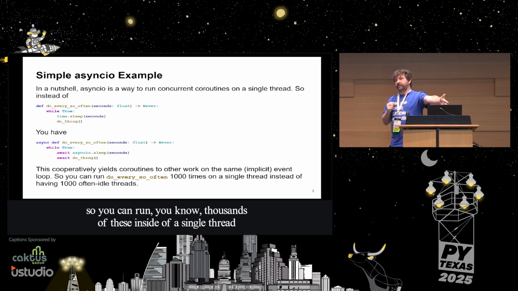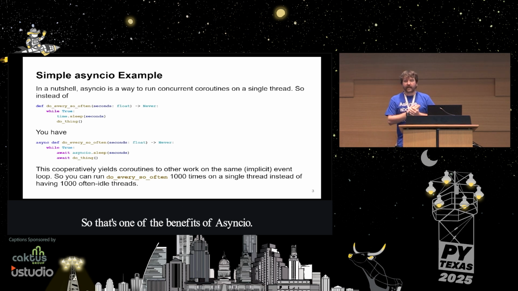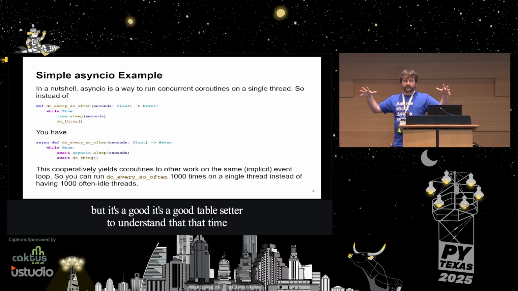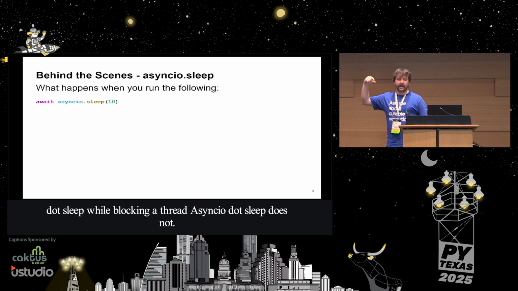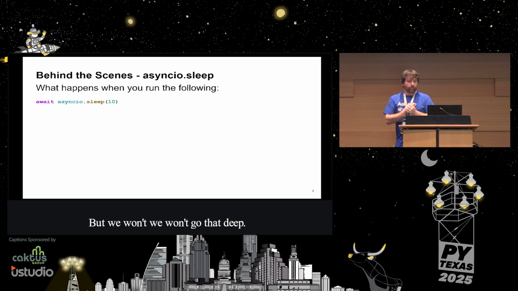So you can run thousands of these inside of a single thread without any real issues, depending upon what they're doing, as long as they're not CPU bound. So that's one of the benefits of async IO. I know it's kind of obvious, but it's a good table setter to understand that time.sleep blocks a thread, while asyncio.sleep does not. And actually, if you saw Chris's talk earlier, it's all powered by generators under the hood, but we won't go that deep.